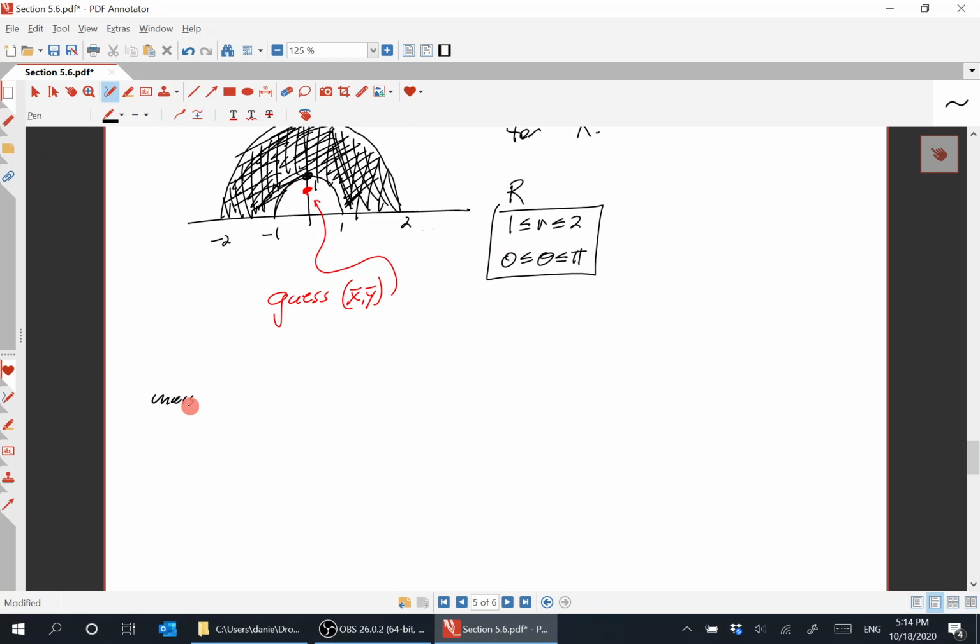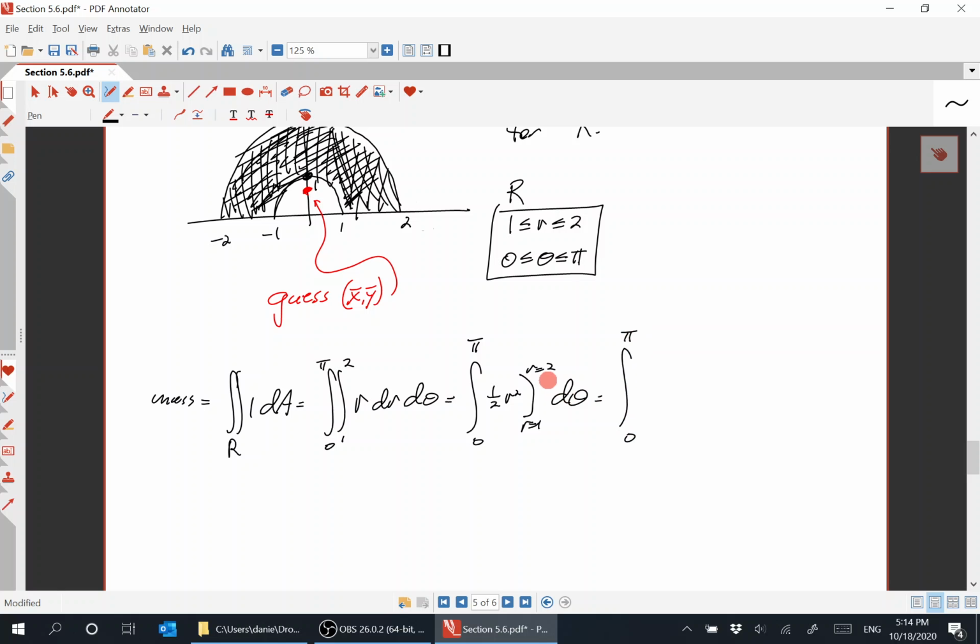So the mass is the double integral over R of 1 dA. So that's the double integral from 1 to 2, 0 to pi, r dr d theta. So this is integral from 0 to pi, antiderivative 1/2 r squared, from r equals 1 to r equals 2, d theta. So what do we have here? 2 squared over 2 is 2, and 1 squared over 2 is 1/2, so 2 minus 1/2 is 3/2... so the inner integral gives 3/2 d theta, and the whole thing is 3 pi over 2.